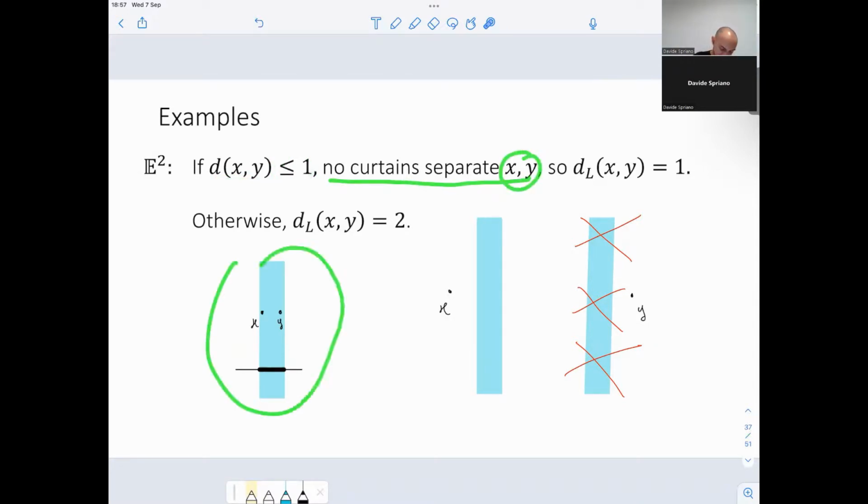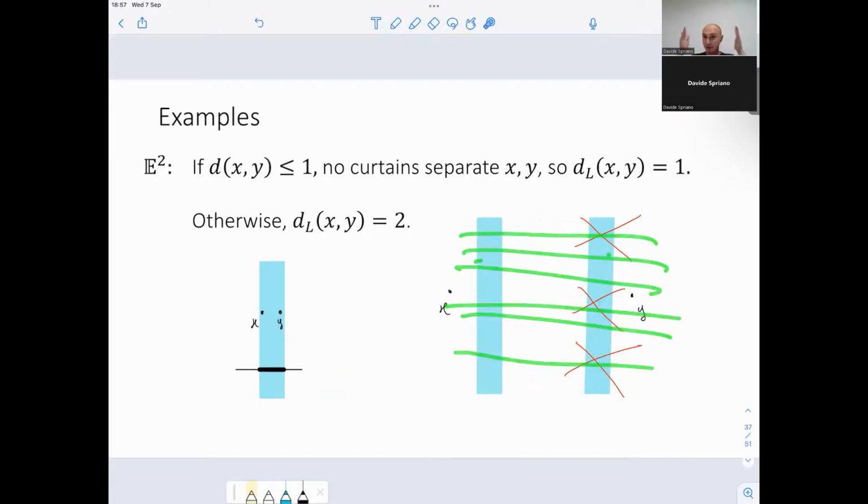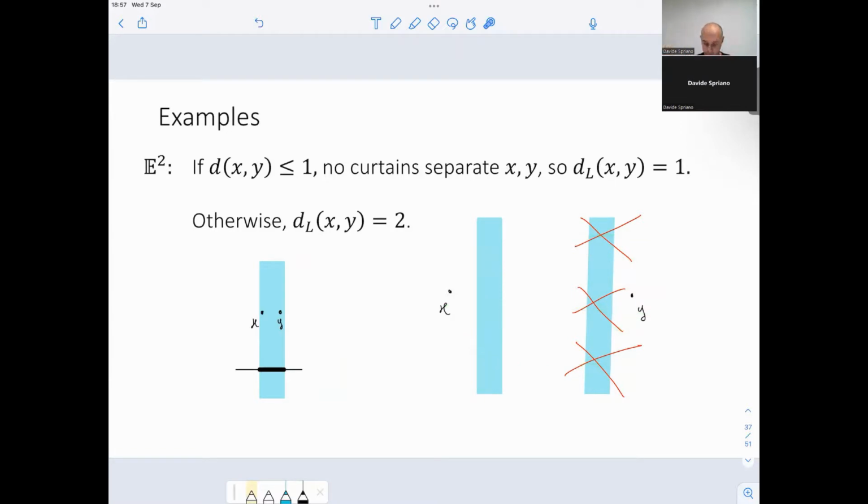Whenever I try to pick a curtain between x and y, it will be in the curtain because they are so close. The distance between x and y is 1. Otherwise, the distance is 2, because I take x, I take y, and sure, I can fit a curtain between them. But then whenever I try to fit a second curtain, those two will not be L-separated for any L. There will be an infinite chain that crosses both. So the distance is going to be 1 plus 1, that is 2.